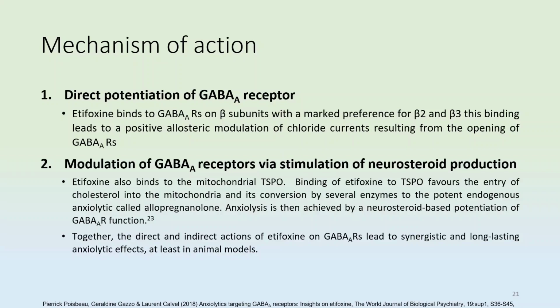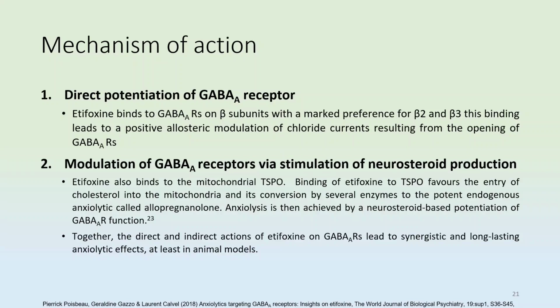Direct potentiation of the GABA A receptor: it binds to the GABA A receptor on the beta subunit with a marked preference for beta 2 and beta 3. This binding leads to a positive allosteric modulation of chloride currents resulting from the opening of the GABA A receptor channel. So it is not going to bind to the same part wherein the benzo is binding. It has a different binding site.